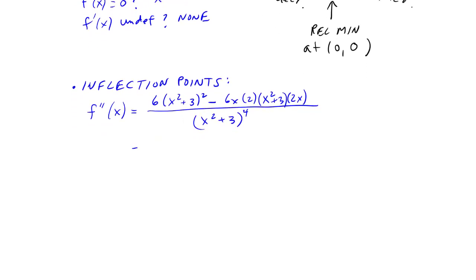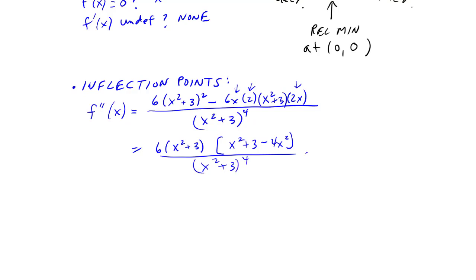All right, so I have to clean this up a little bit. What I could really do is factor out a 6 times x squared plus 3 squared from the numerator, because that will give me just one of them, x squared plus 3, left over in the first term, and then in the second term, the 6 is gone, I still have an x and a 2 and another 2x. So I have a 4x squared, minus 4x squared there, all over x squared plus 3 to the 4th. Now one thing I can see is one of these x squared plus 3's cancels down there. So in the denominator I'll get x squared plus 3 cubed.